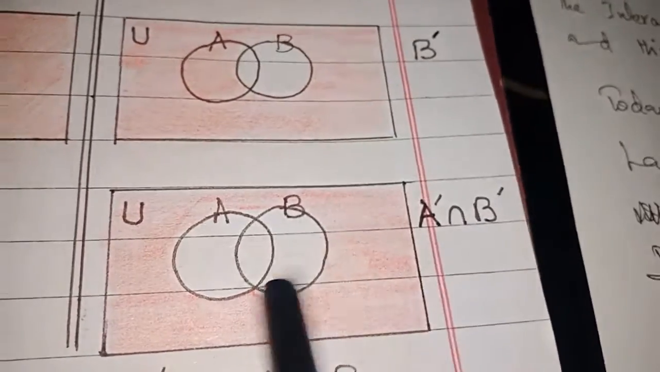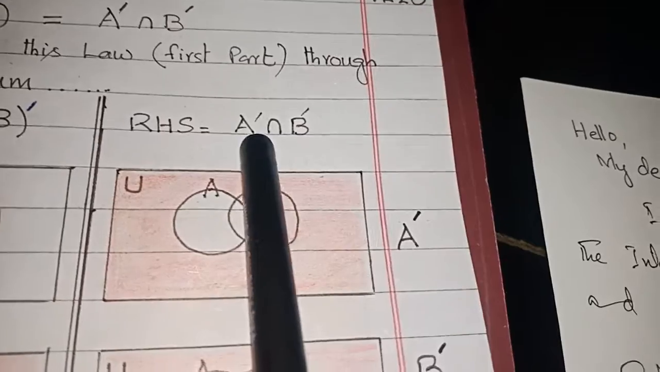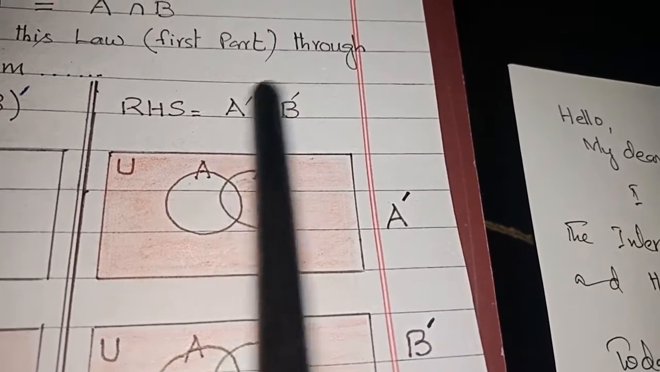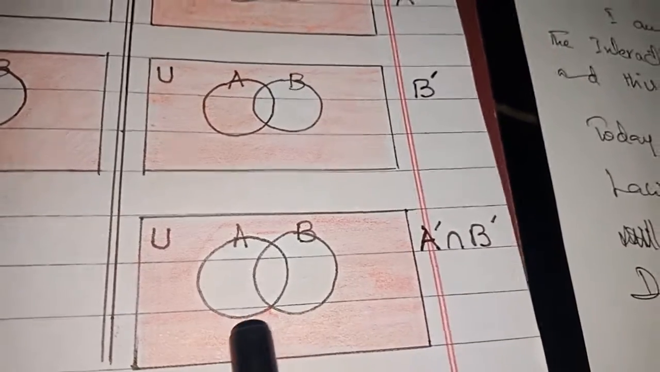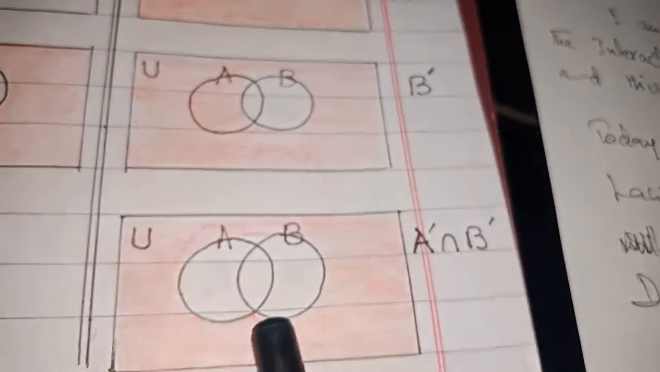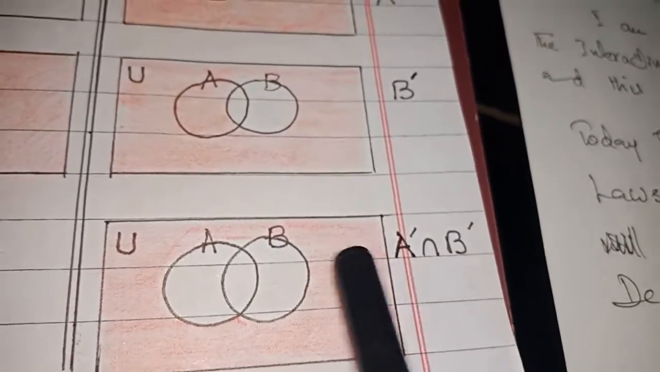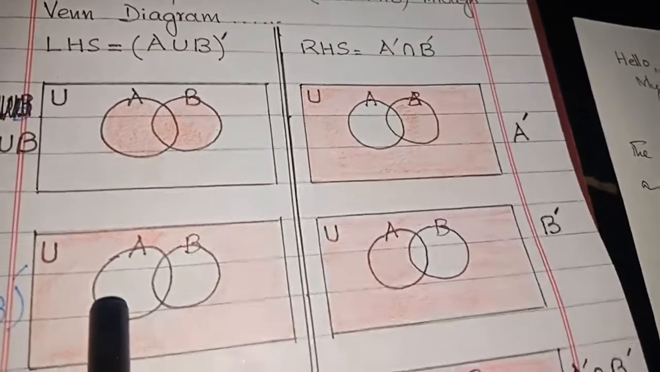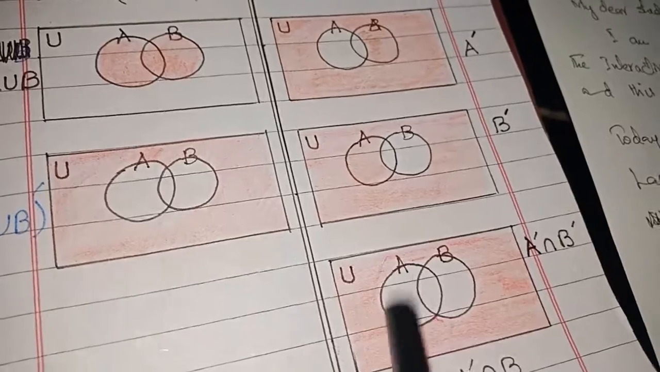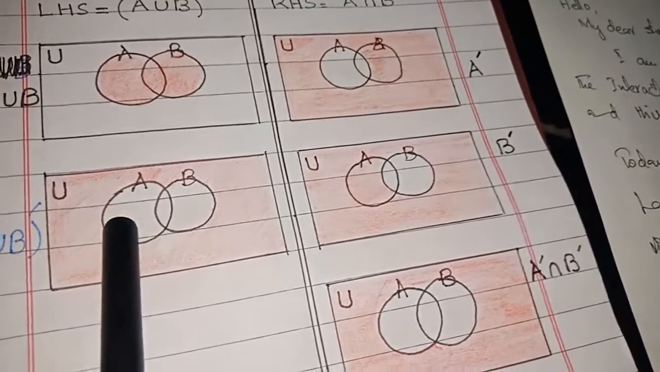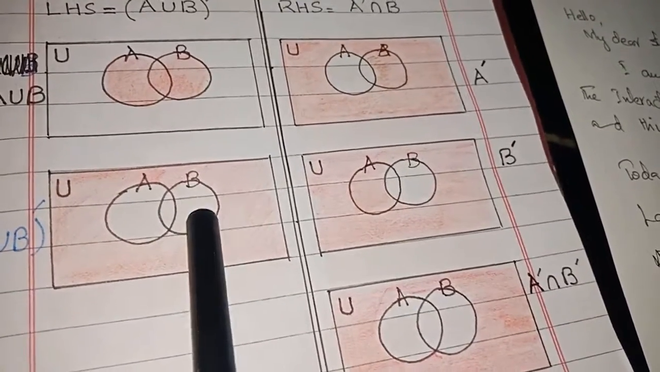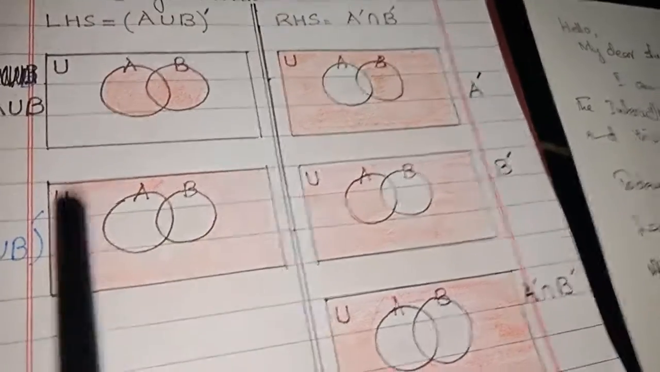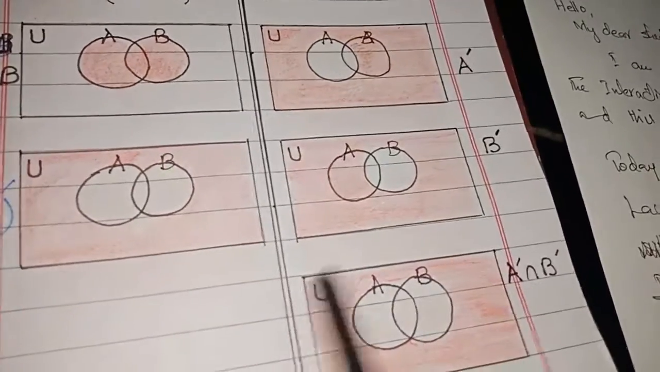Now this is the final result of the right hand side of the operation, that is A complement intersection B complement. This is the final diagram. And now I'll compare this final diagram of the right hand side with the final diagram of the left hand side, and these are the same thing. Here A is without color, B is without color, U is colored, and here U is colored.